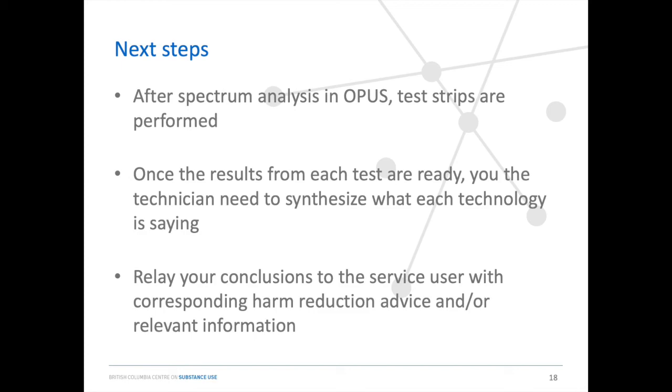To recap, there are 2 steps in OPUS for the basic analysis of samples for drug checking. Subtractions, followed by mixture analysis. Of course, this would be followed by or done concurrently with fentanyl and possibly benzodiazepine test strips, depending on the sample. Once the results from each test type are ready, the next step is for you as the technician to think through the results and come to a conclusion about the sample. When that's done, you can relay your conclusions to the person who owns the sample, along with the corresponding harm reduction advice or relevant information.